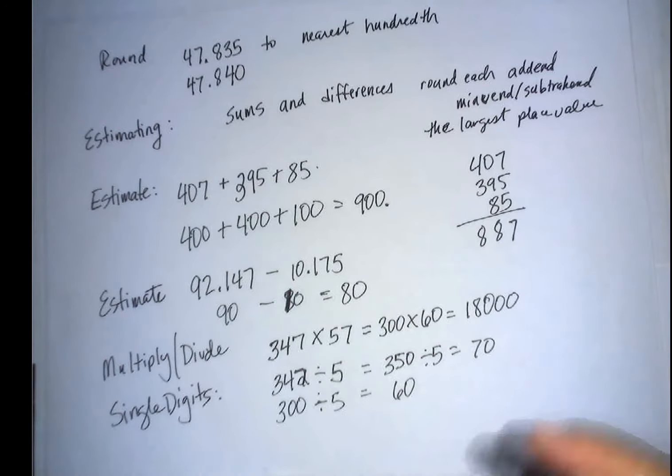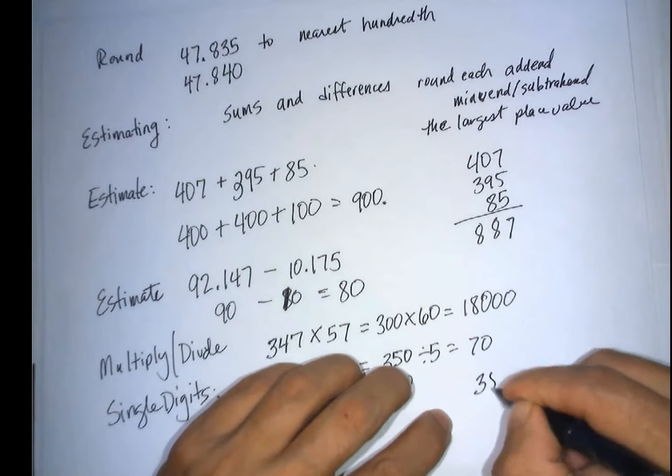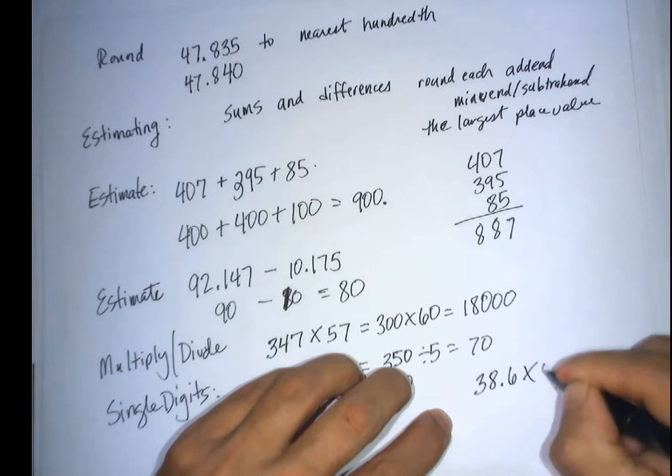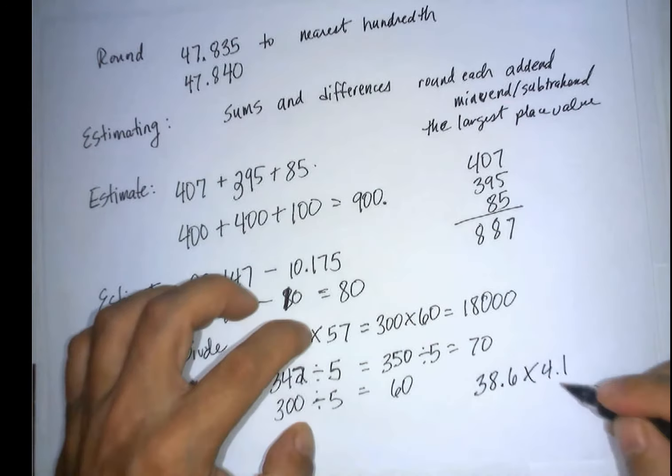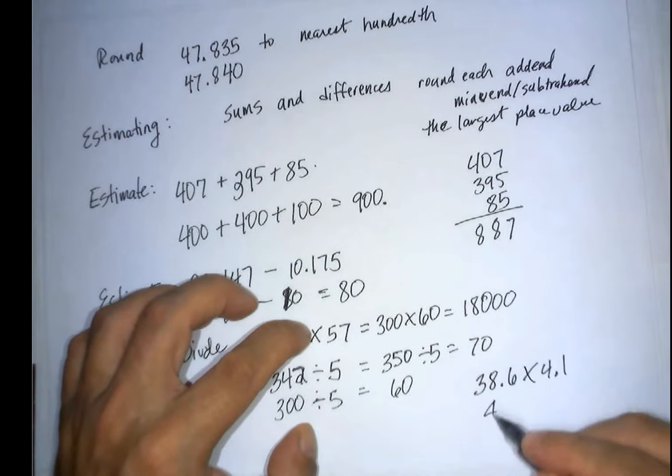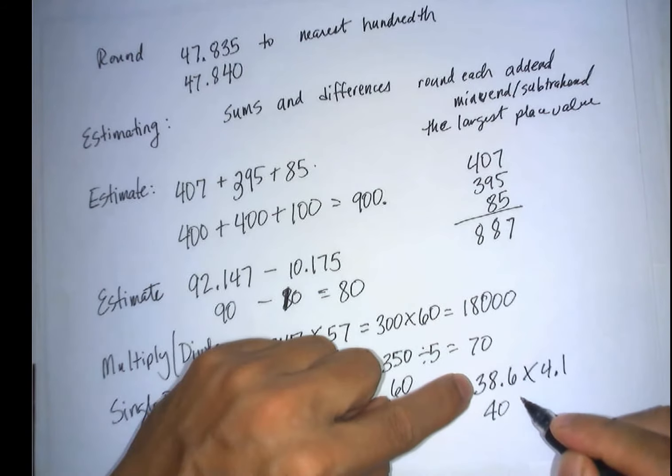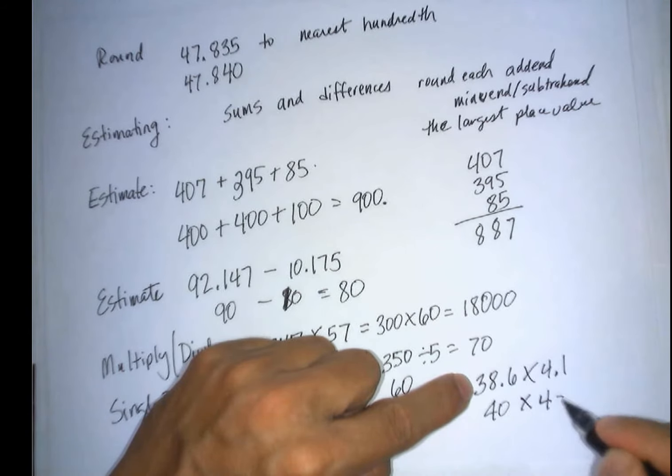All right, let's look at another one. How about 38.6 times 4.1? In this case, I would do 40, because this rounds to the nearest 10, 40 times 4 and get 160.